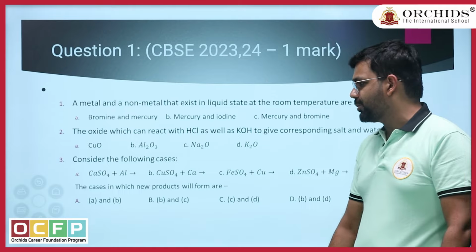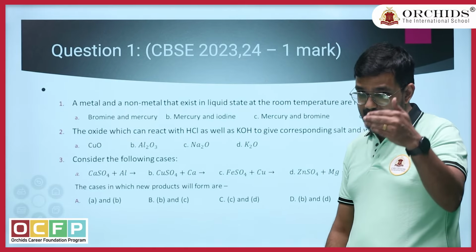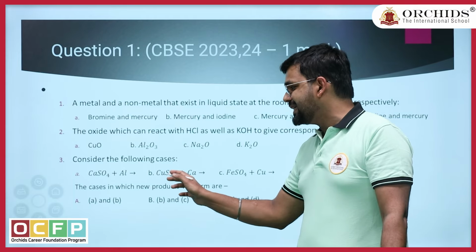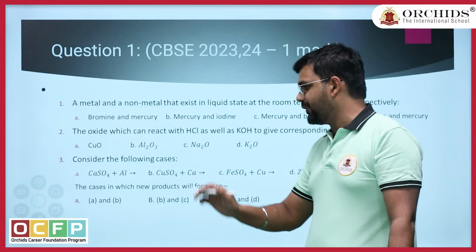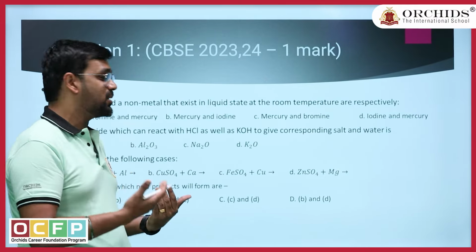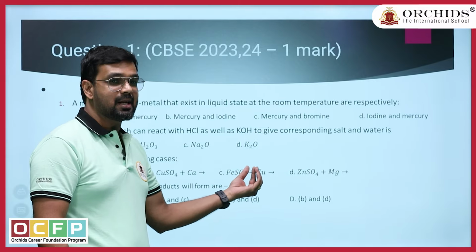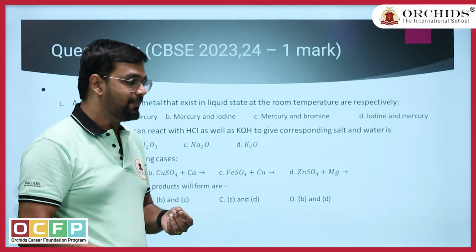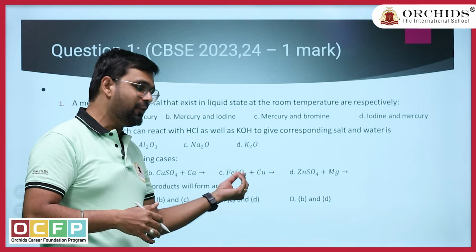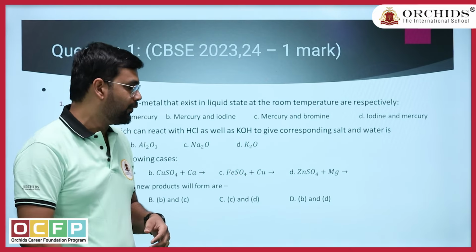Now coming to the second option, copper sulfate plus calcium. Do you think calcium is more reactive than copper? Yeah, if you see the series, calcium is more reactive compared to the copper. So it can easily displace copper from the copper sulfate solution. Coming to the third option, which is iron sulfate and copper. This is the most performed activity in our classes also, where copper sulfate is reacted with iron nail. Do you remember? Iron can displace copper, but can copper displace iron from the iron sulfate? No. So obviously option C can also be removed from our options.